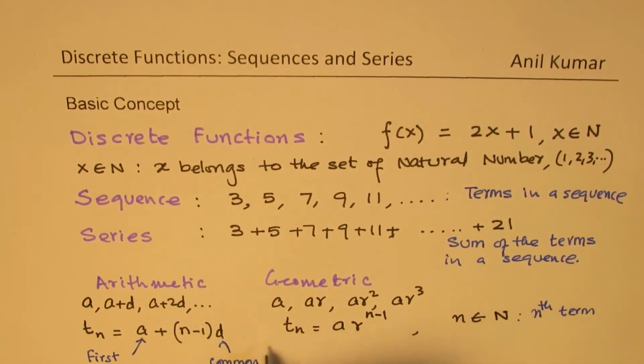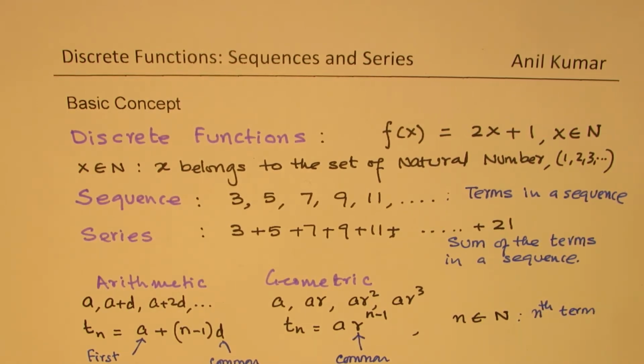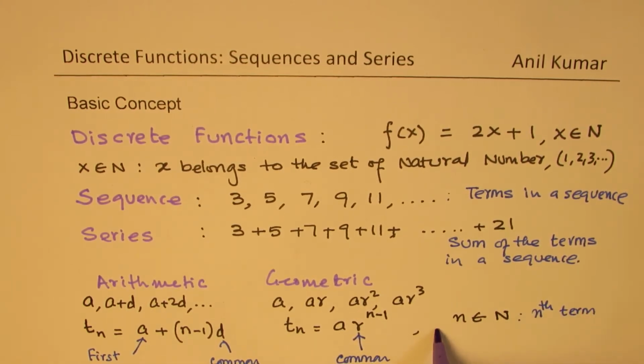Correct. Now here, R basically is a common factor. Is that clear to you? Right. So that is kind of important to understand. Now as we move forward, a bit difficult concept is to understand about arithmetic mean and geometric mean.